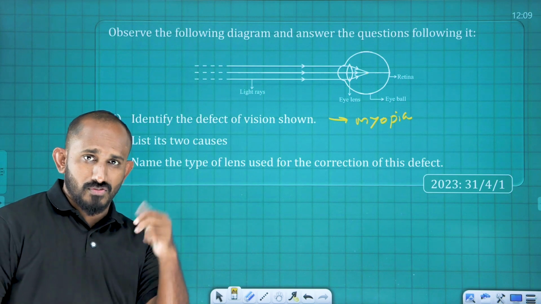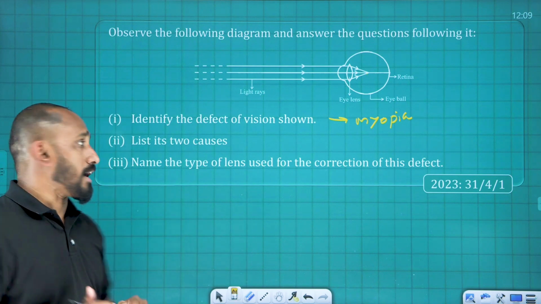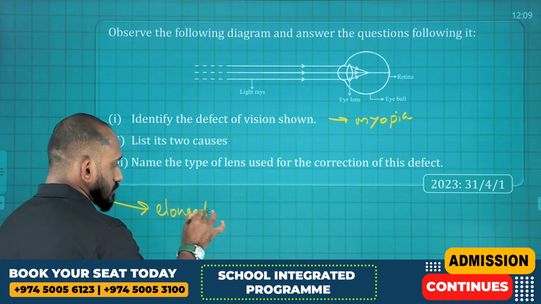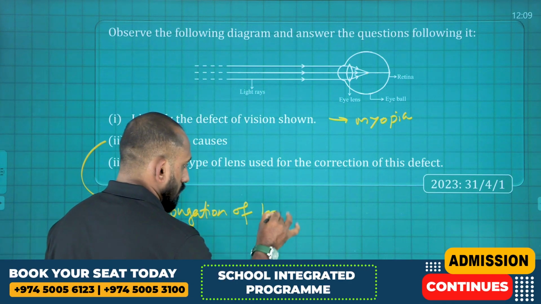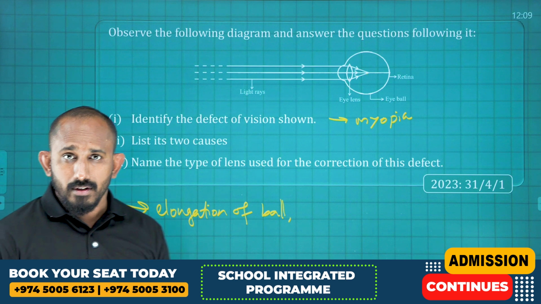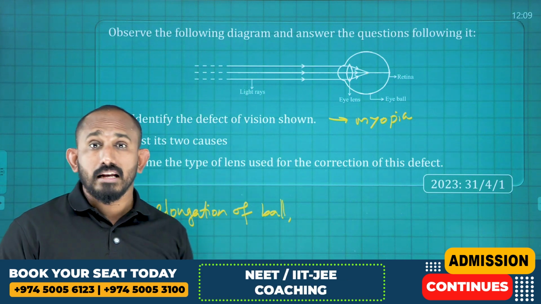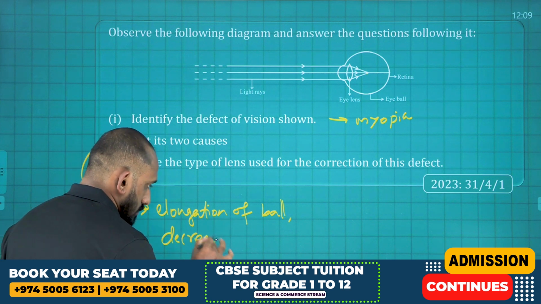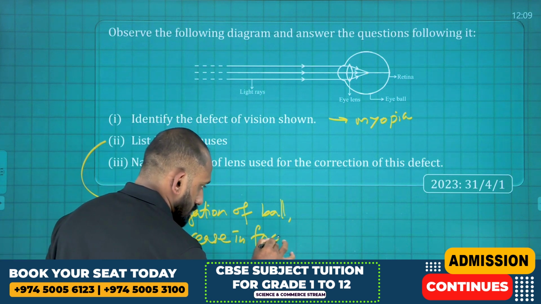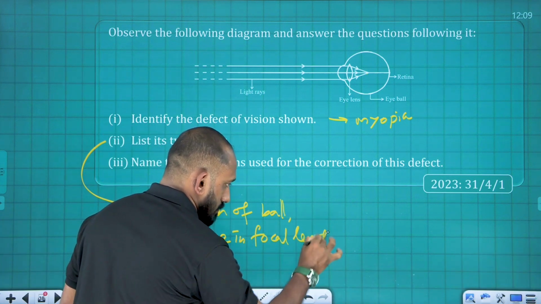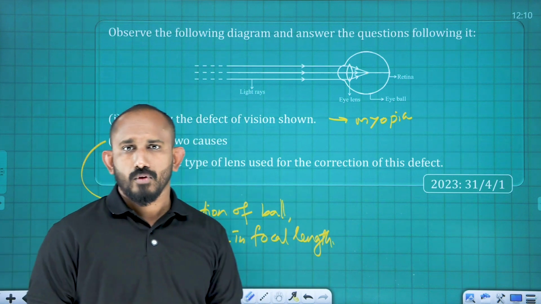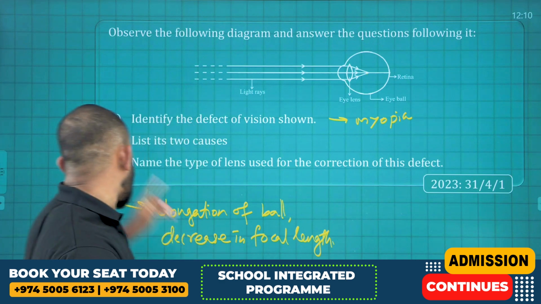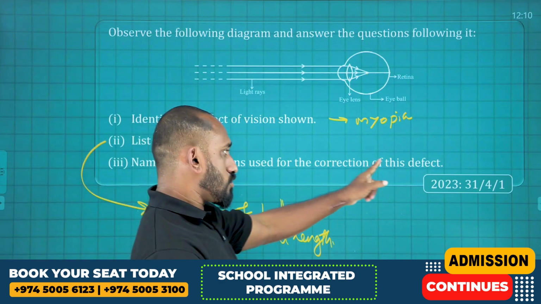List its 2 causes. We already gave that. The elongation of the eyeball, and the focal length of the eye lens decreases. So a decrease in focal length, or excessive curvature of the lens, you can also say. We already explained in the previous slide. Then name the type of lens used for correction.